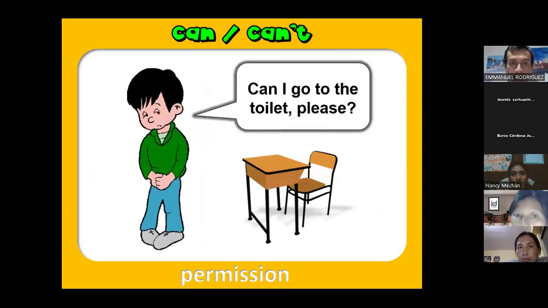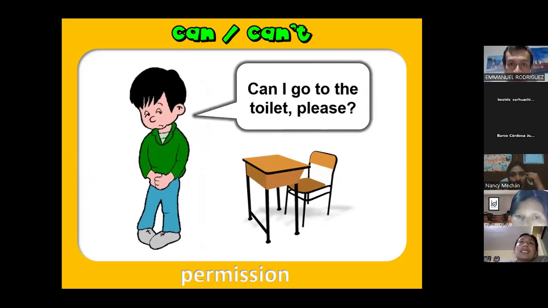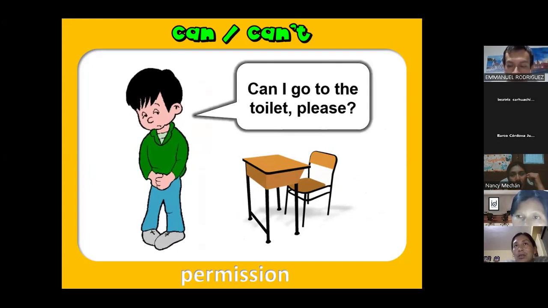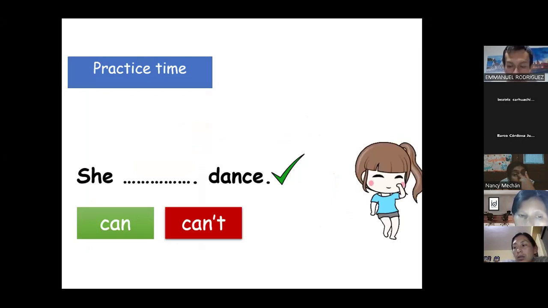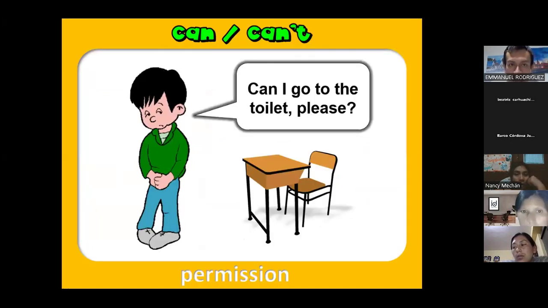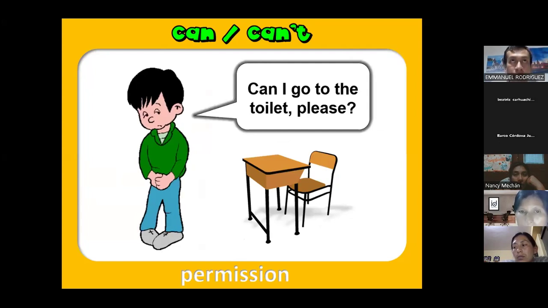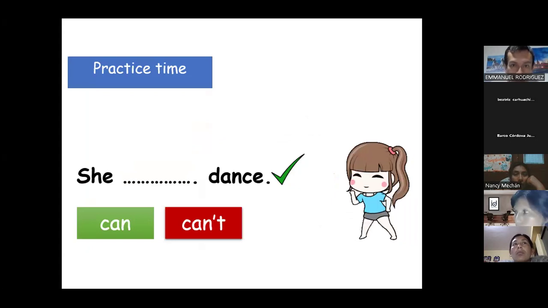Y siempre esta palabra que utilizamos siempre. Can I go to the toilet, please? Can I go to the bathroom, please? You are going to choose this modal verb can in permission. Okay? Well, according to this topic, the modal verb can, okay? You scan this practice sign, okay?